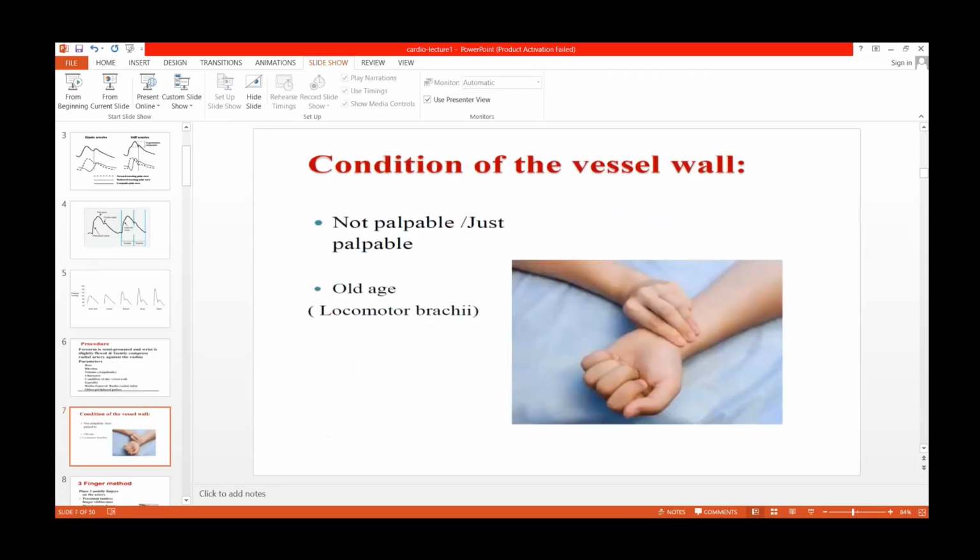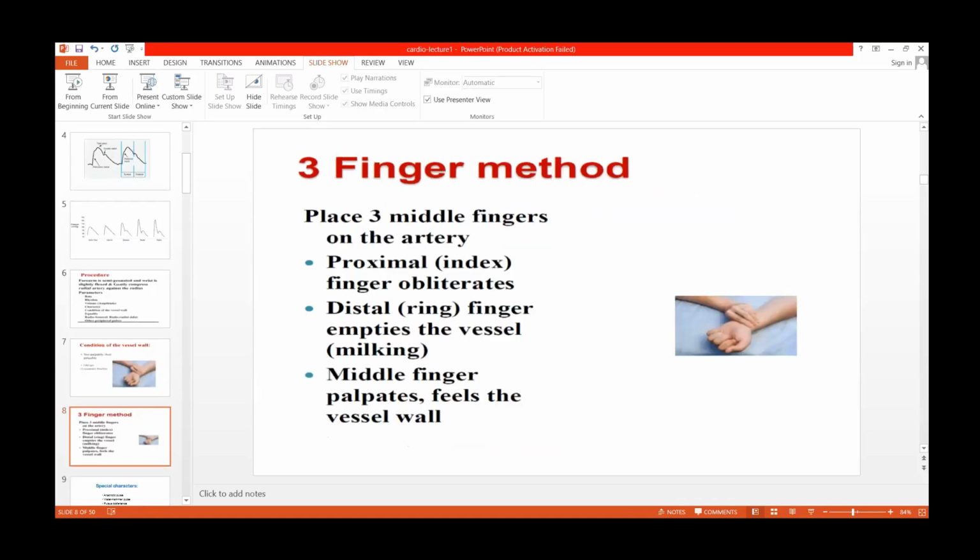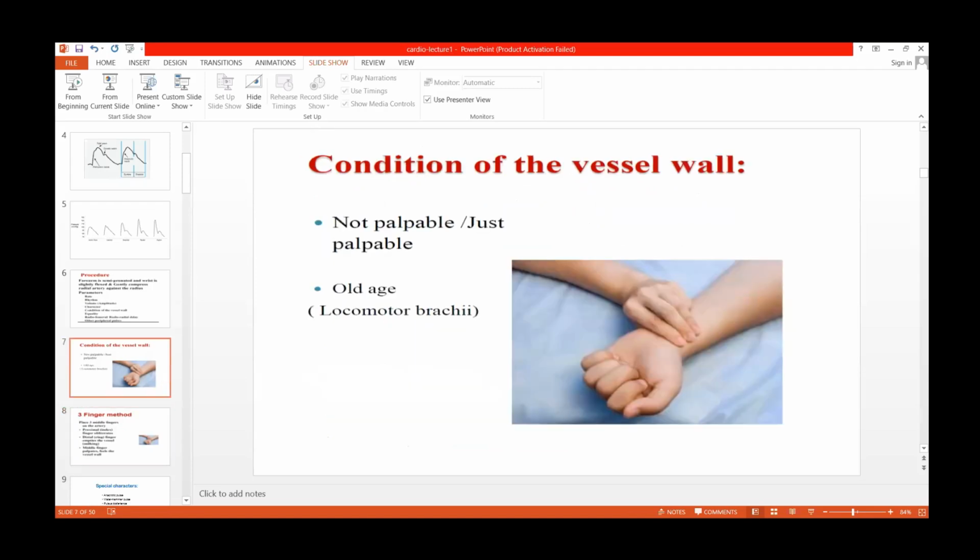One important thing: how to look for the condition of the vessel wall. It should be looked at by the three-finger method. Place three middle fingers on the artery: the proximal index finger obliterates, the distal ring finger empties the vessel, and the middle finger palpates and feels the vessel wall. So this is the picture of how you should palpate the condition of the vessel wall.